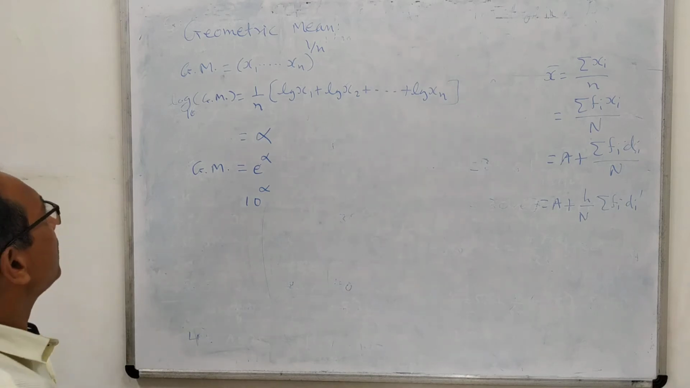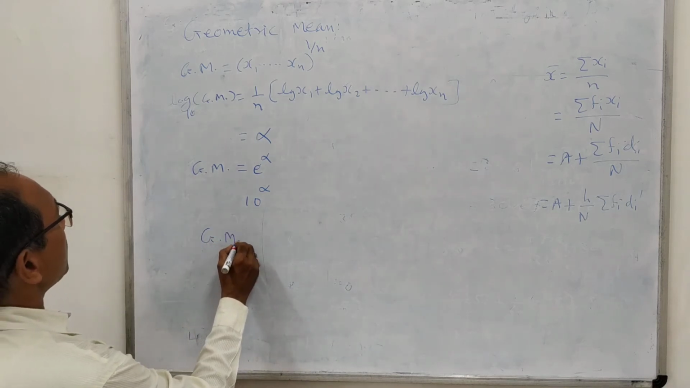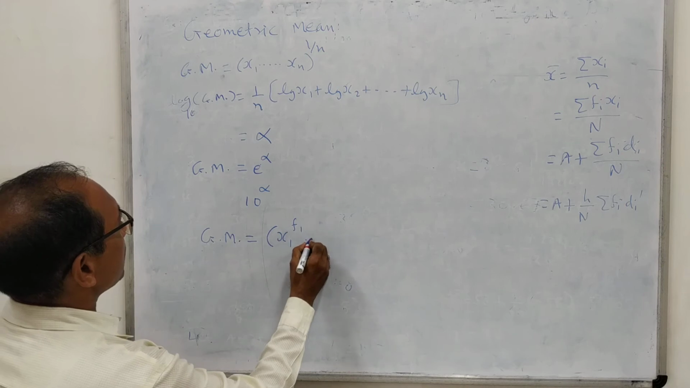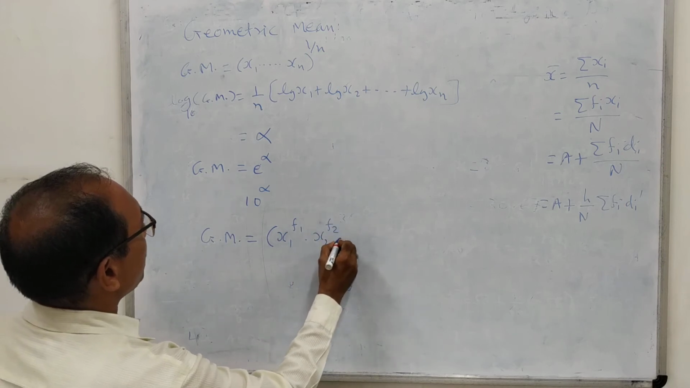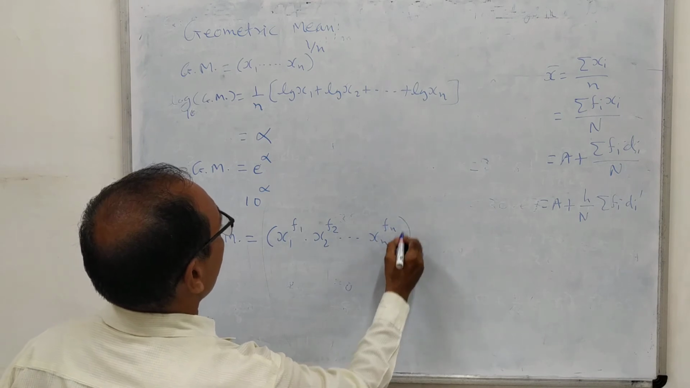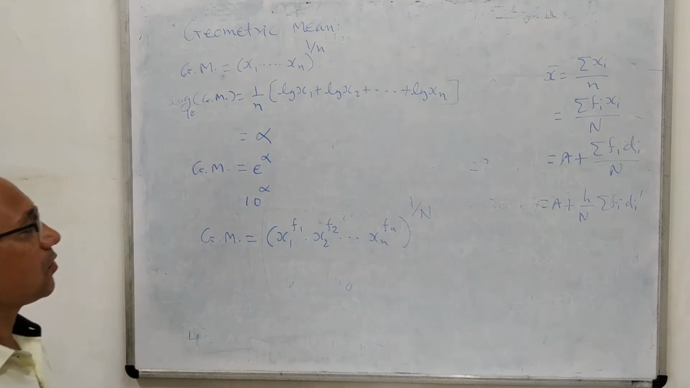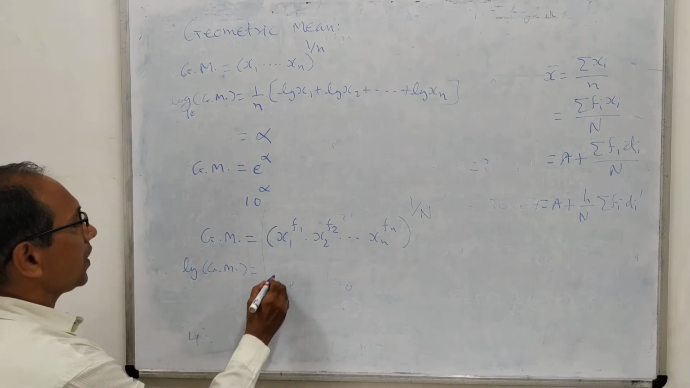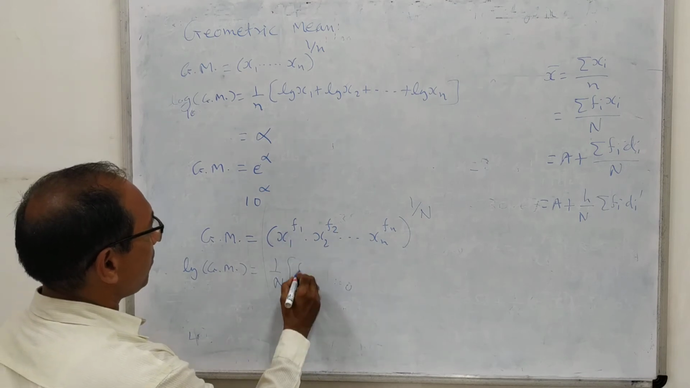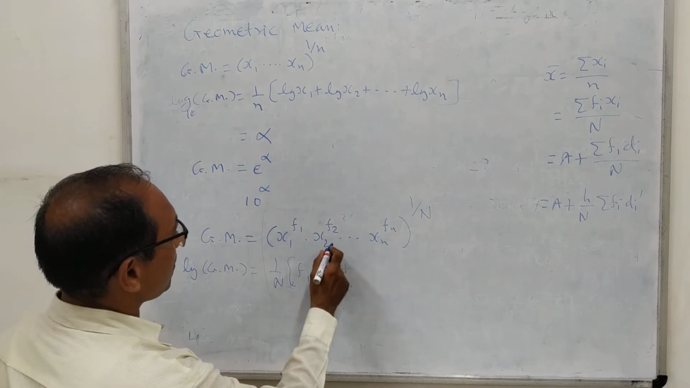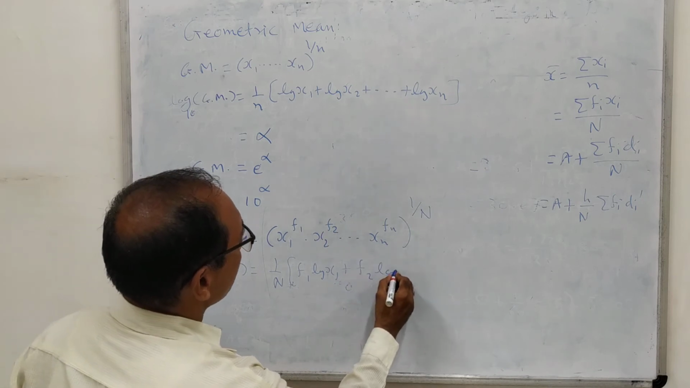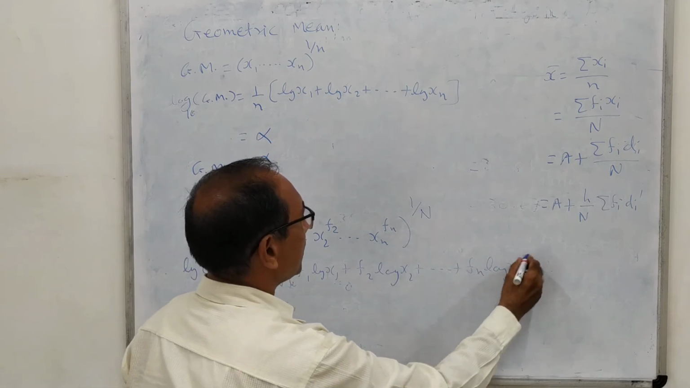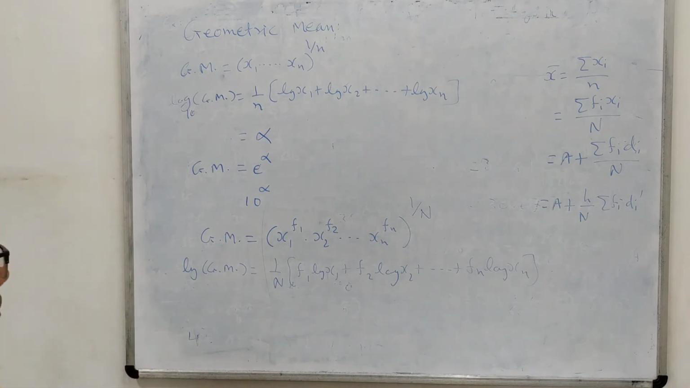Similarly, if we are given a frequency distribution, either simple frequency distribution or group frequency distribution, then we can find GM by using x1 raised to f1, x2 raised to f2, dot dot dot, xn raised to fn, the whole raised to 1 upon capital N, that is the Nth root, because capital N is the total number of data. To simplify this, GM equals 1 upon N times f1 log of x1 plus f2 log of x2 plus dot dot dot plus fn log of xn. These two formulas you will require for frequency distribution.